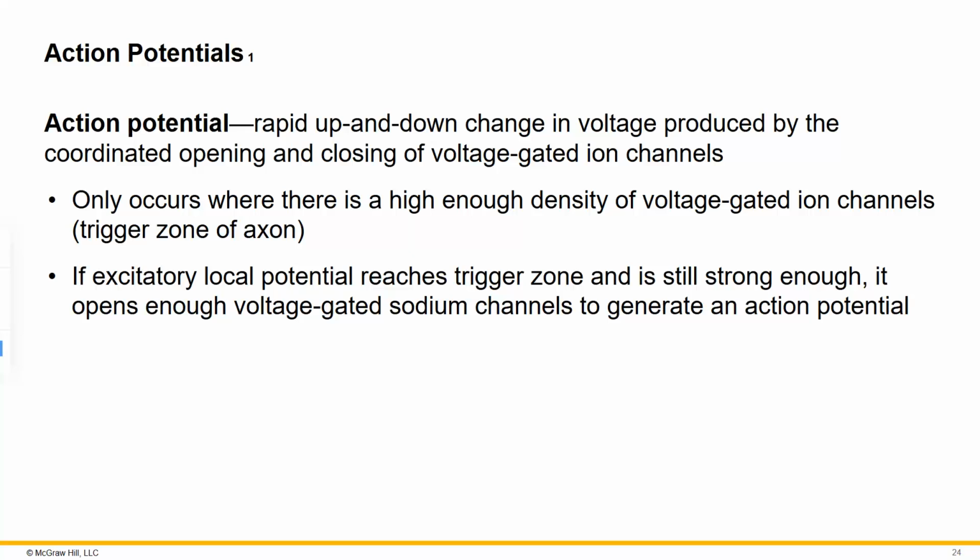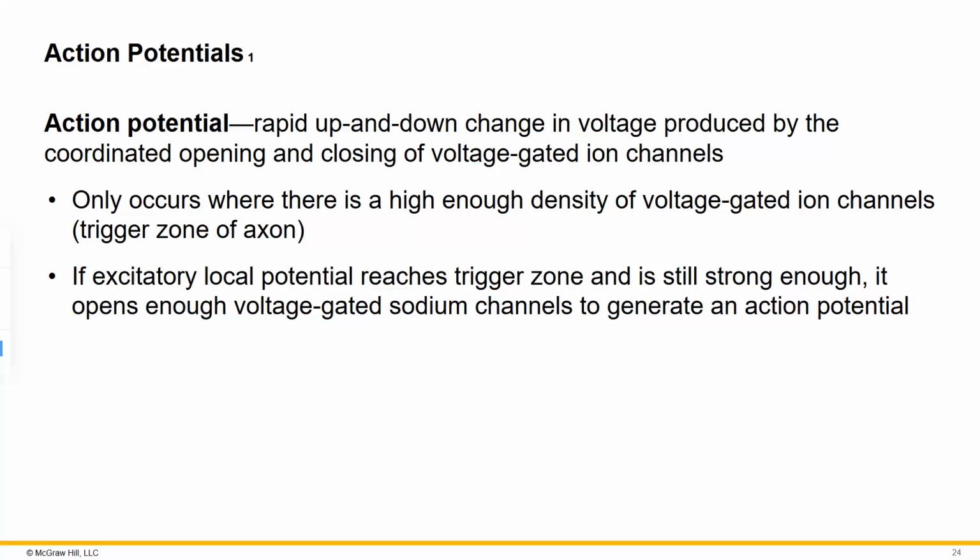Action potential: a rapid up and down change in voltage produced by the coordinated opening and closing of voltage-gated ion channels. It only occurs where there's a high enough density of voltage-gated ion channels, the trigger zone of the axon. If an excitatory local potential reaches the trigger zone and it's still strong enough, it opens enough voltage-gated sodium channels to generate an action potential.